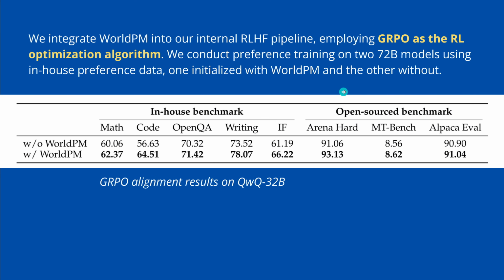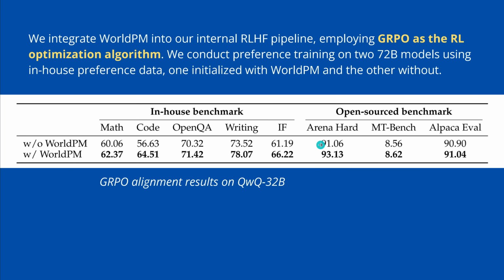Okay, benchmark data. They said, okay, we integrate now our WorldPM into our internal reinforcement learning by human feedback pipeline, employing now GRPO as the reinforcement learning optimization algorithm. And they did this here on 72B models, and they used here some in-house benchmarking, of course, absolutely in their cultural background here, with the WorldPM and without the WorldPM. And they did this in an in-house benchmark and an open source benchmark here with Arena Hard and AlpacaEval. And you see here the results, and in bold you see with the WorldPM, the reward model, the preference model, they had all over the place a better performance.